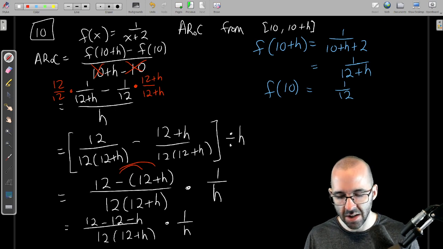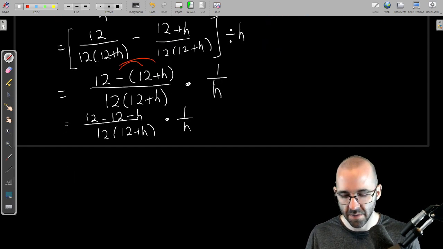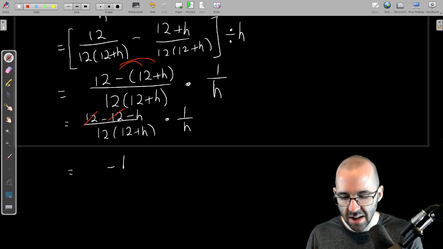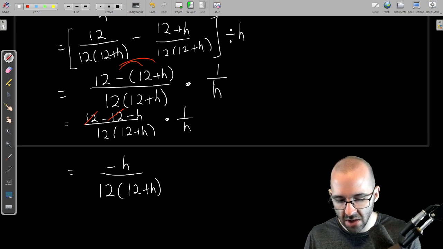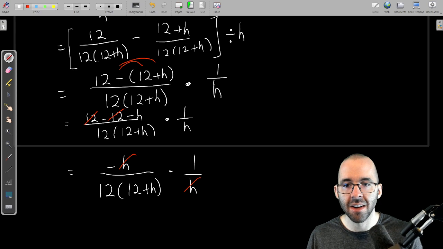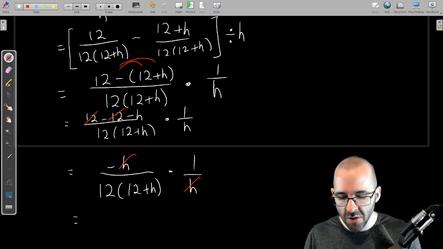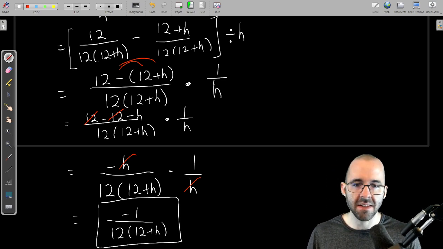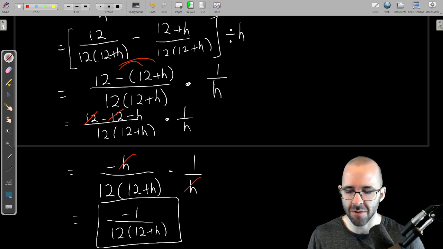Now things are getting pretty close to good. We have a plus 12 and a minus 12. That cancels. So we're just left with a minus h on the top. And the bottom is 12 times 12 plus h times 1 over h. Now everything's factored. And now we can cancel these h's too. And all that's left over is a negative 1 over 12 times 12 plus h. And that's as simplified as it can get. We could distribute the bottom, but it's usually better to keep it in factored form.